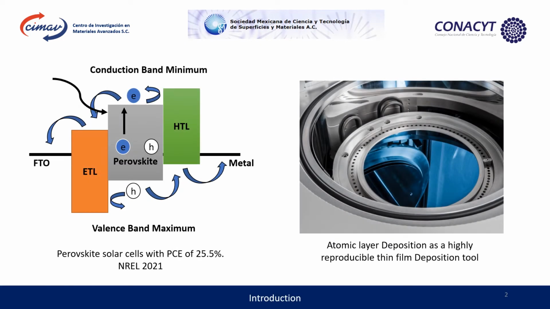As an introduction, tin oxide has been widely used as electron transport layer in perovskite solar cells. Also, tin oxide has high electron mobility, wide band gap, around 3.6 electron volts, and has high transparency in visible range. On the other hand, atomic layer deposition is a highly reproducible thin film deposition tool, because the deposition of the thin films can be controlled at subnanometric scales.